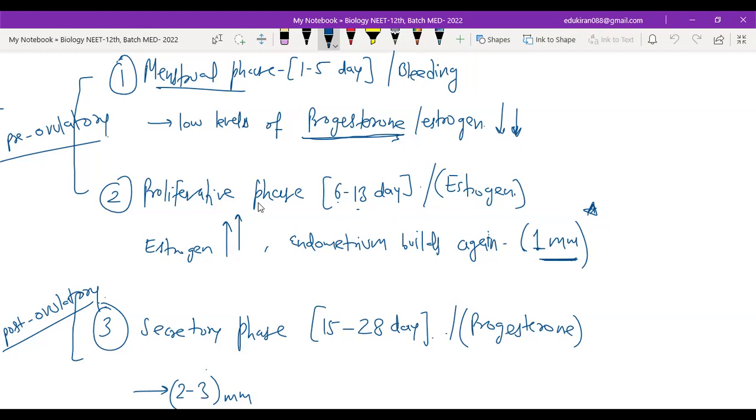start increasing, because they are being produced by the developing follicles in the ovary.